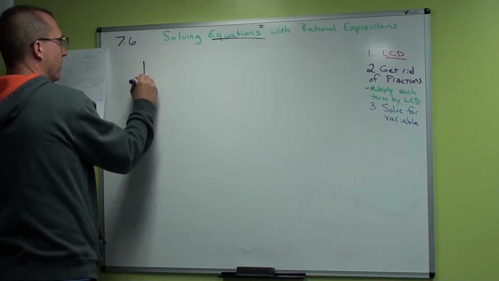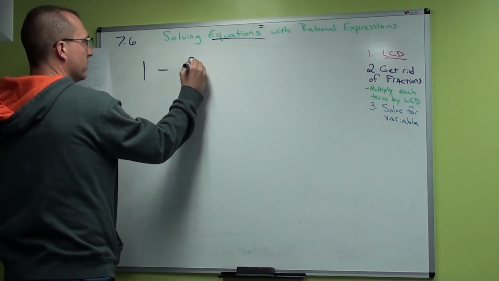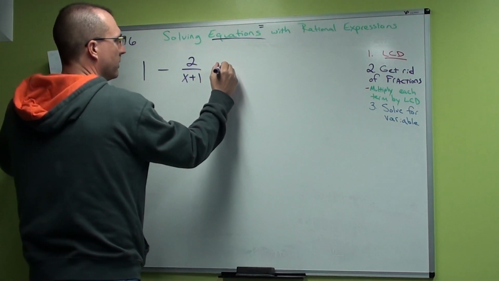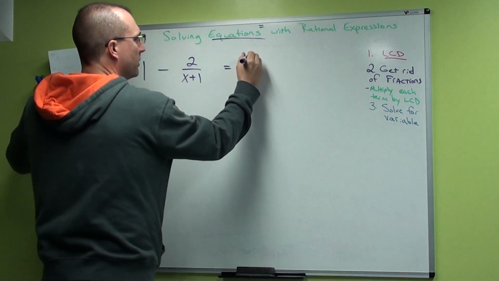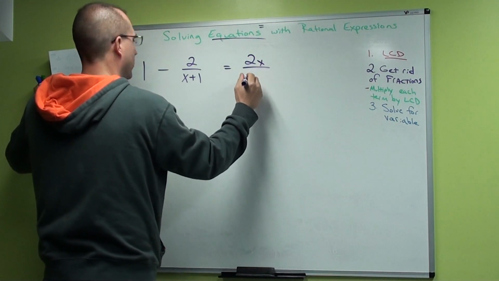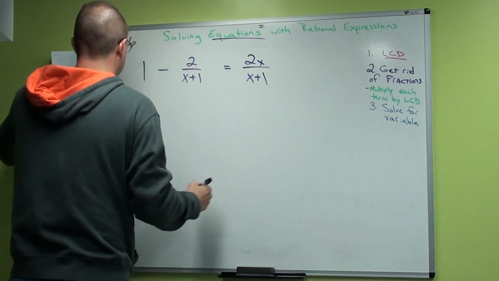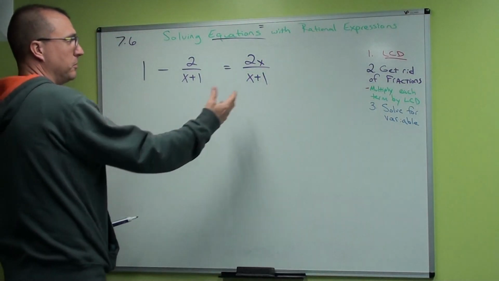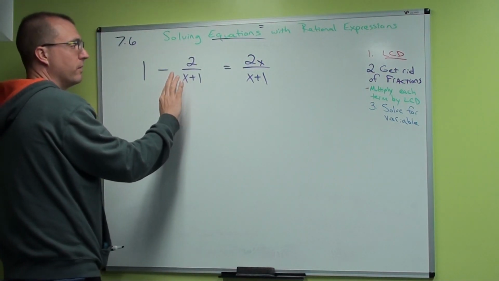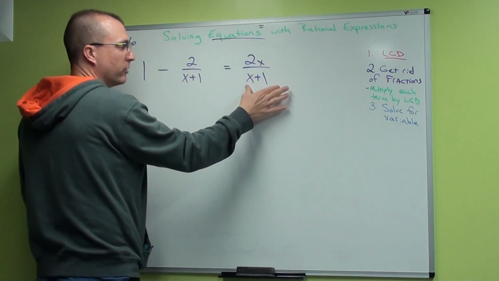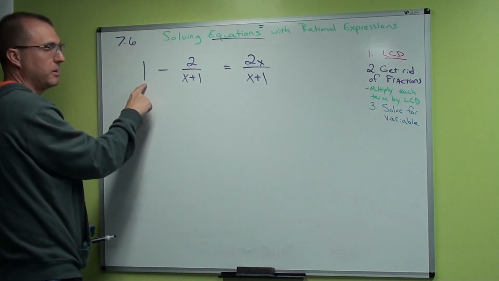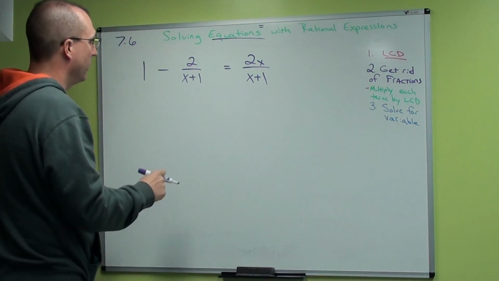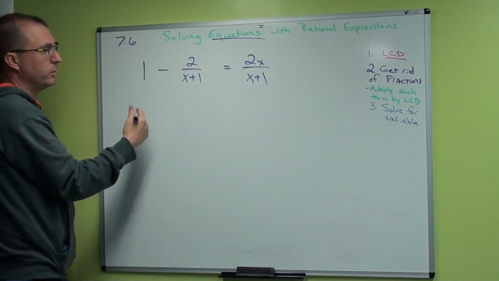Okay, we're going to start out with 1 minus 2 over x plus 1 is equal to 2x over x plus 1. Now nothing changed. Now they just put the problem back like it was. They moved the fractions to the second and third position in the problem, and they put the whole number here. Nothing changed. Alright, except the order. So we do the same thing.